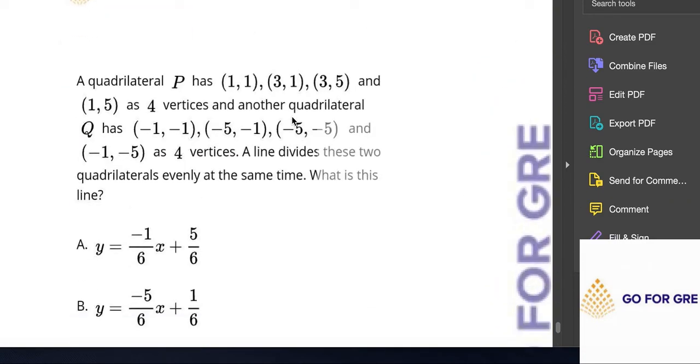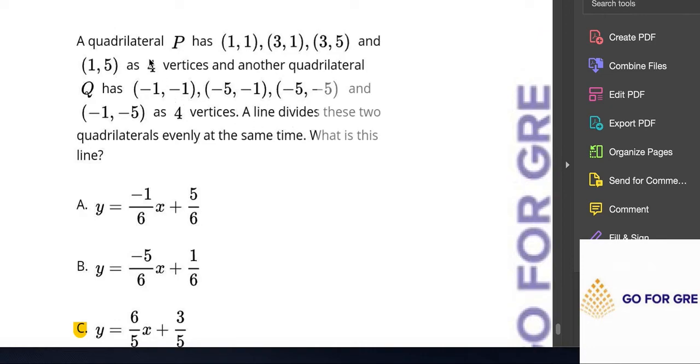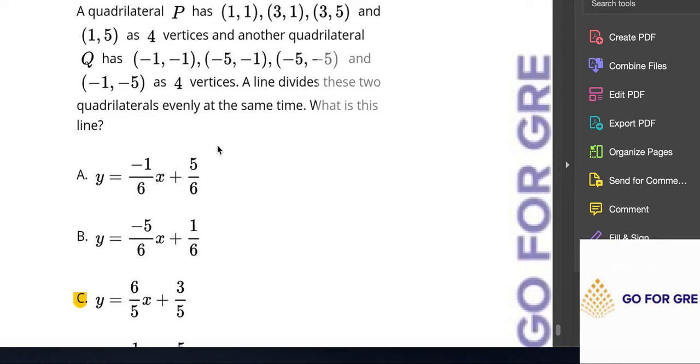Okay, one last question here. A quadrilateral has vertices 1, 1, 3, 1, 3, 5, and 1, 4. Another quadrilateral has minus 1, minus 5. So a line divides these quadrilaterals evenly at the same time. I think you can do it easily now. After watching this video, the answer is C. You can show me your working on how you approach C.